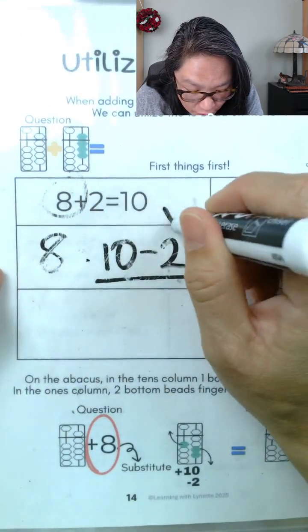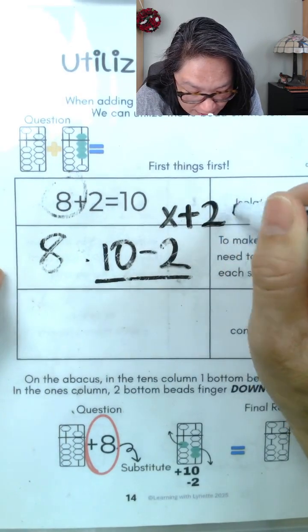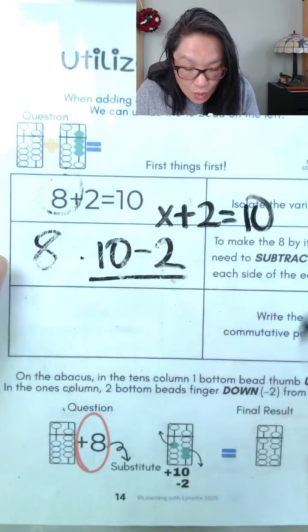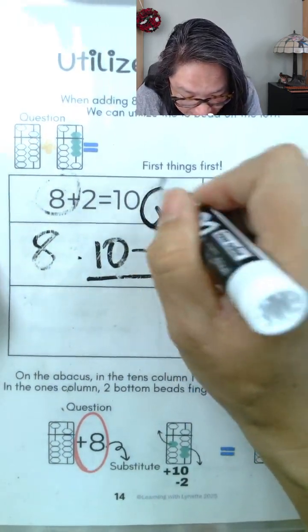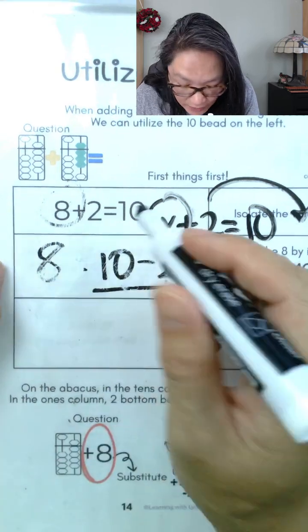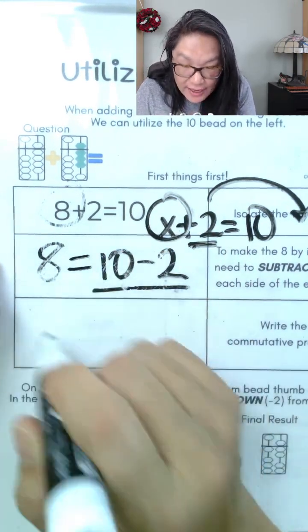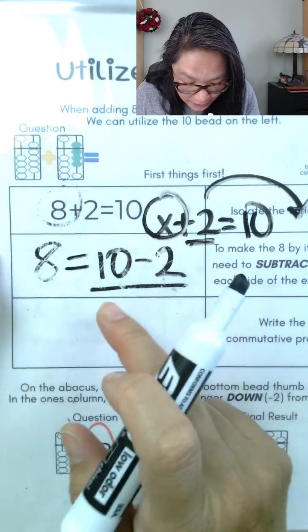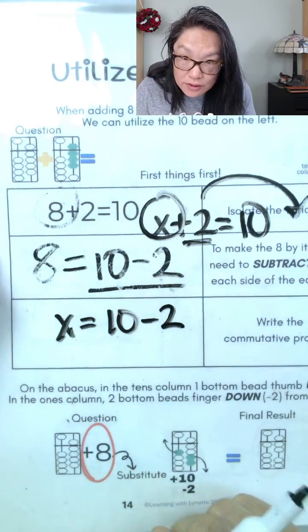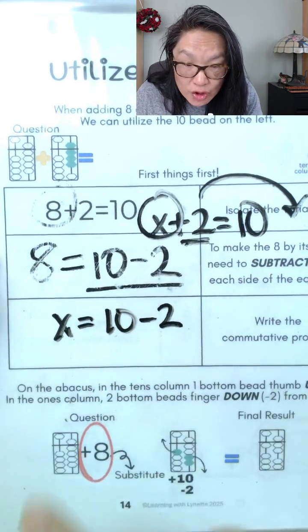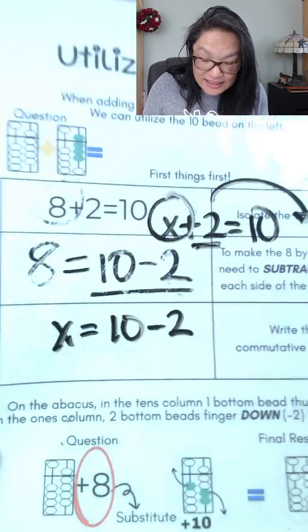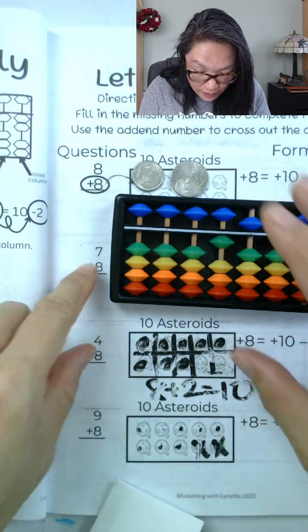If I rewrote this in algebraic form, it's x plus 2 is equal to 10. We isolate the variable, so we move this over to here. Now we have an equation to solve. If I did x is equal to 10 minus 2, we know what this is. We know the known value. We could do it again.